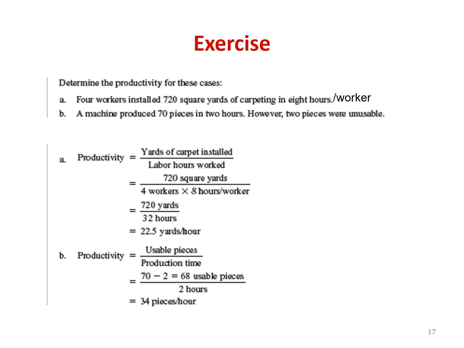And then the second situation: a machine produced 70 pieces in 2 hours. However, 2 pieces were unusable. So you need to calculate. Remember, productivity is based on the finished items that meet the quality requirement. So we need to consider only the usable pieces. The usable pieces here are 68 over the 2 hours. So you will get 34 pieces per hour for this machine productivity.